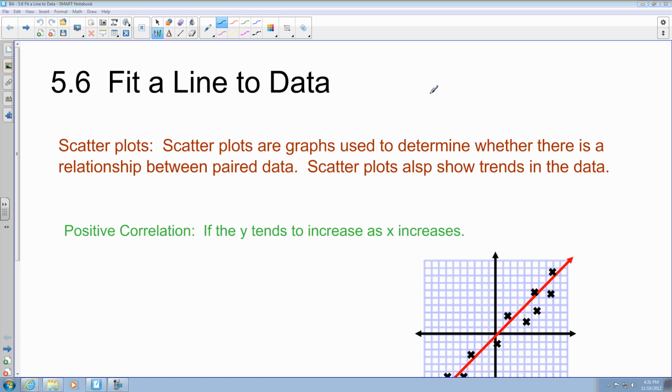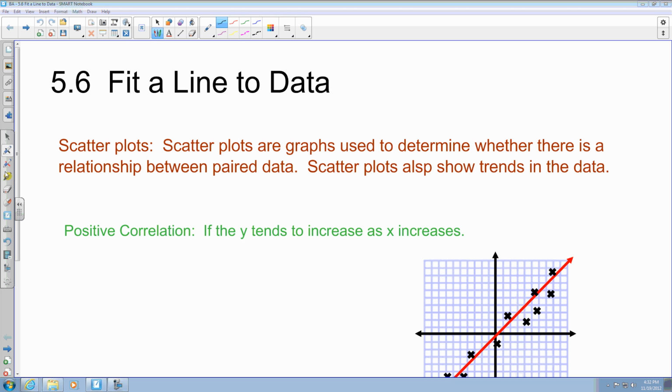Today, we're going to use data from various things, plot that data, and use what is called the line of fit. We get that data through scatter plots. Scatter plots are used in graphs to determine whether the relationship between the paired data shows a trend, and sometimes they do show a trend and sometimes they don't.